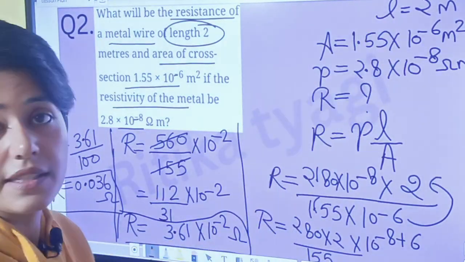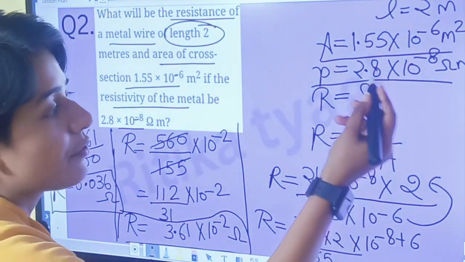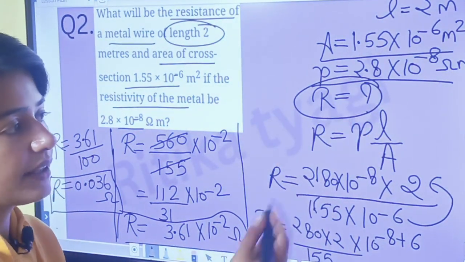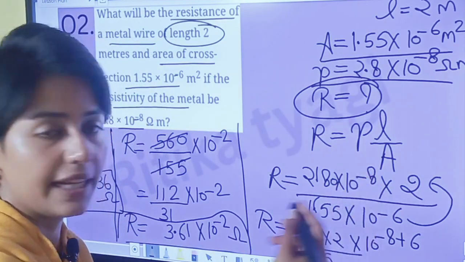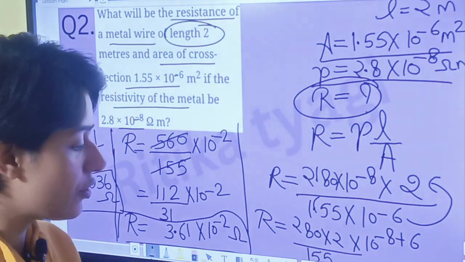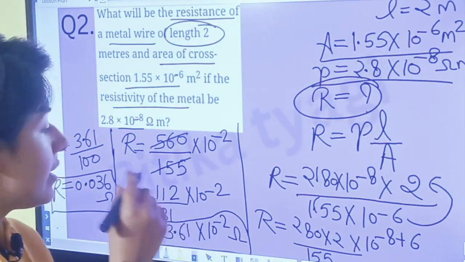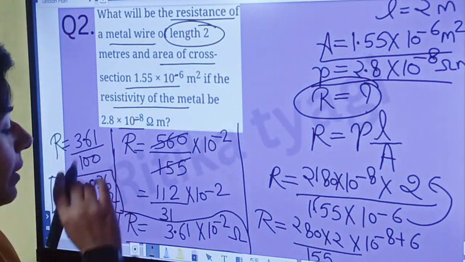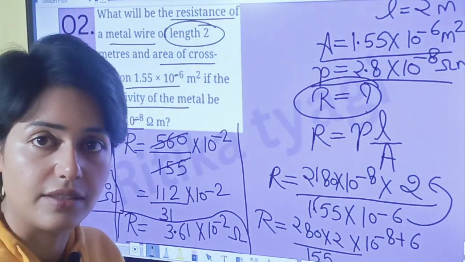Here L is given 2 meter, area of cross section and the resistivity. We have to find the value for R. Then R equal rho L by A, putting the value for L and A. Then we calculate 10 to the power negative 2. Negative 2 means in denominator it is 100. Then dividing it by 100, we get 0.036 ohm resistance.